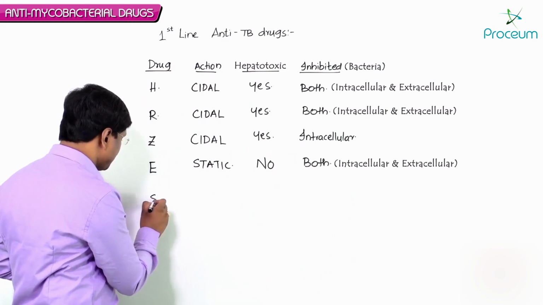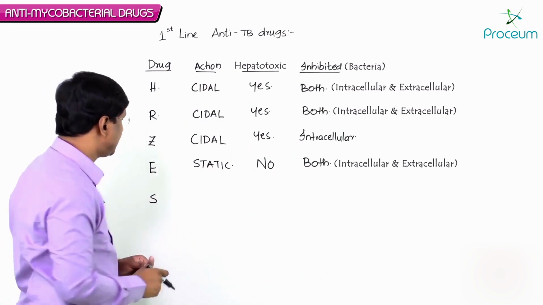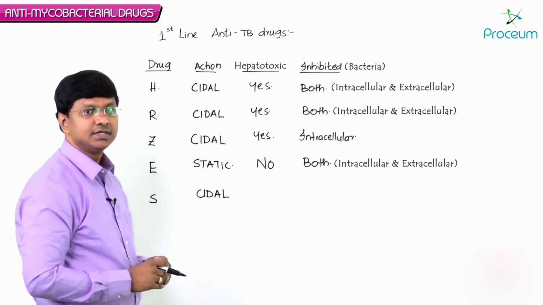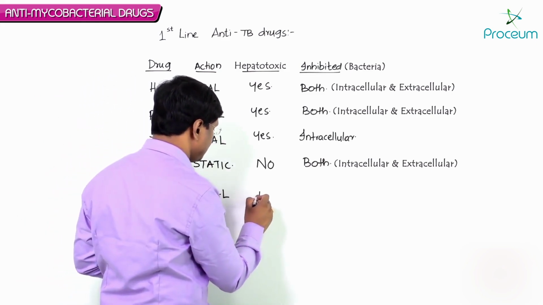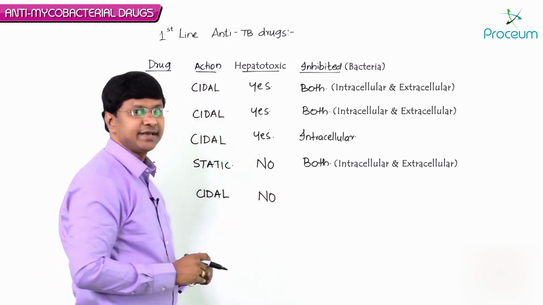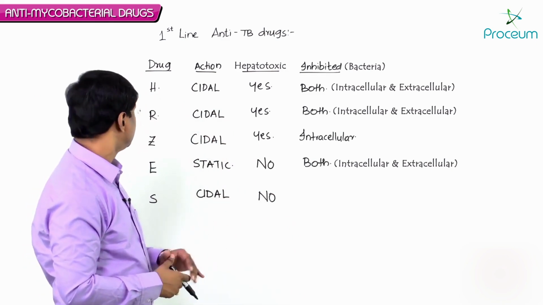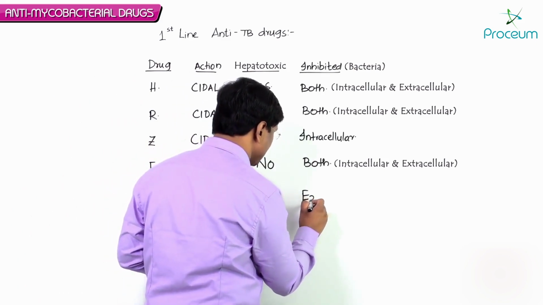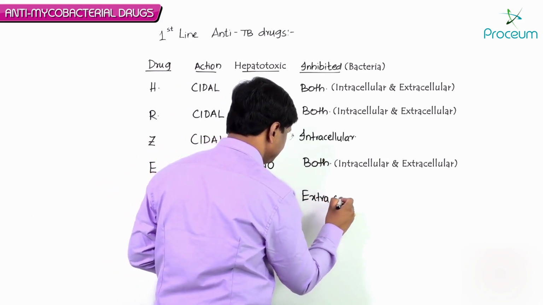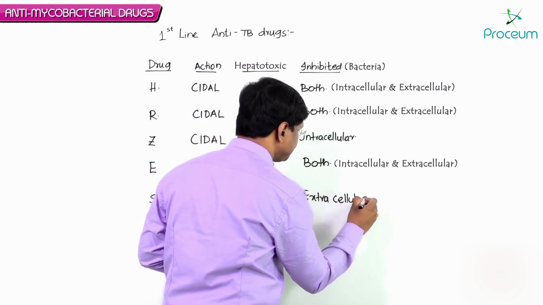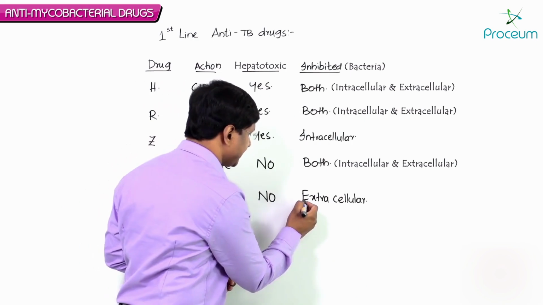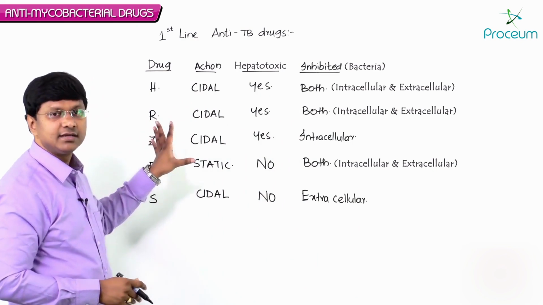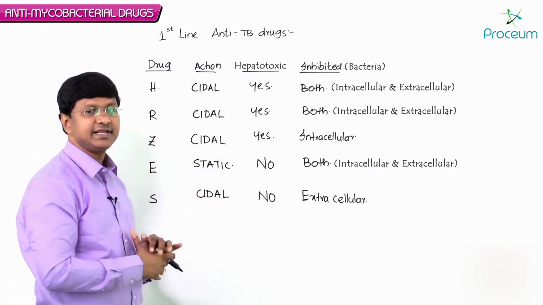Next, streptomycin. Remember, this is bactericidal, and streptomycin is not hepatotoxic. It is active against the extracellular organisms. Okay, so this is the summary of the first line anti-tubercular drugs.